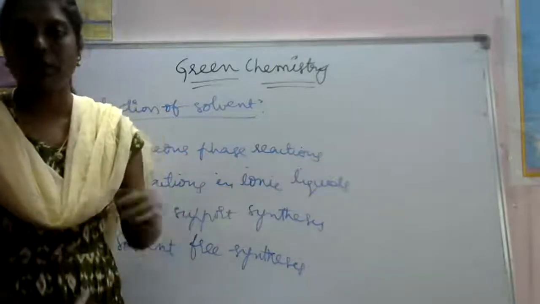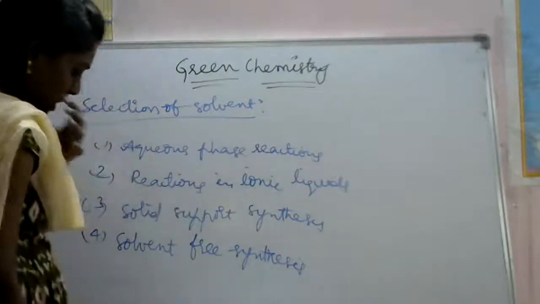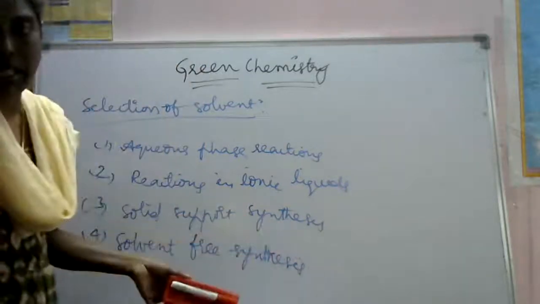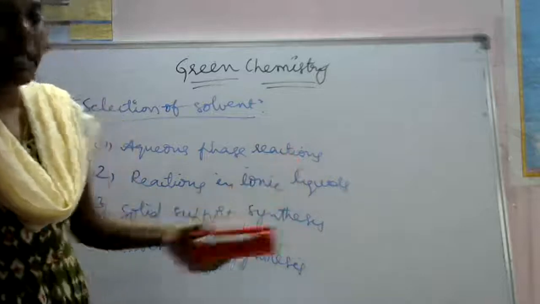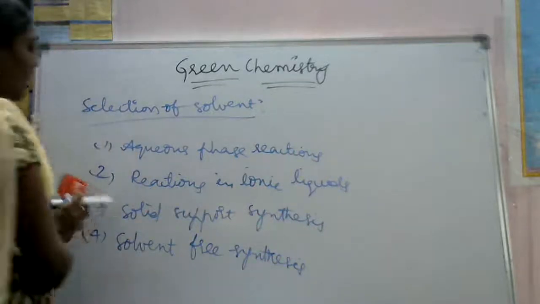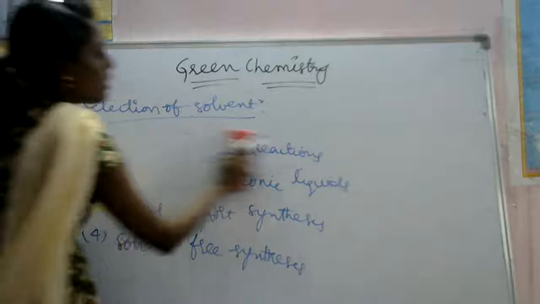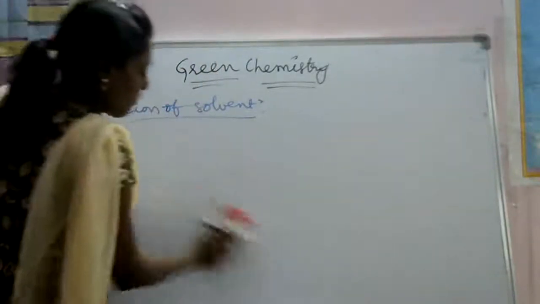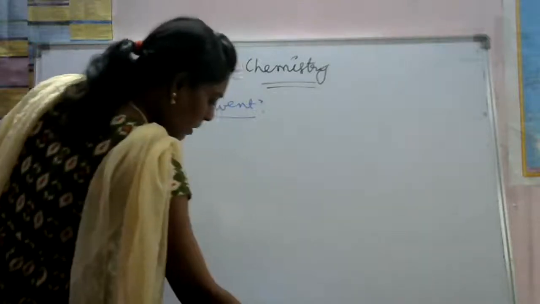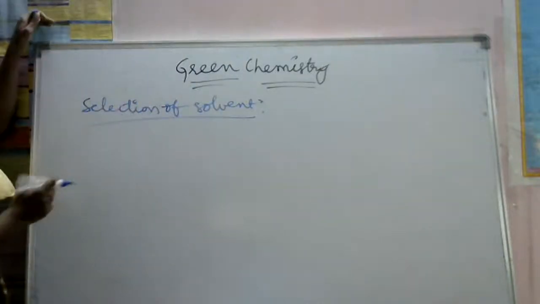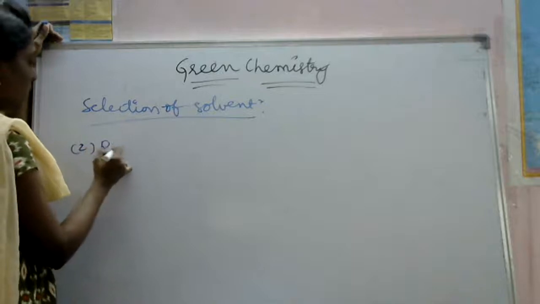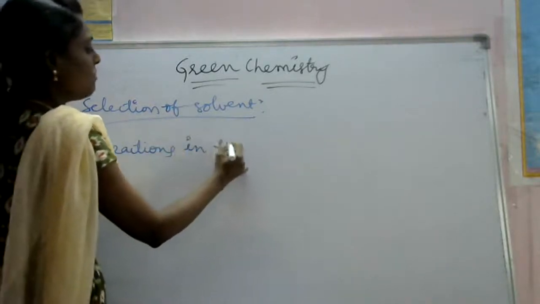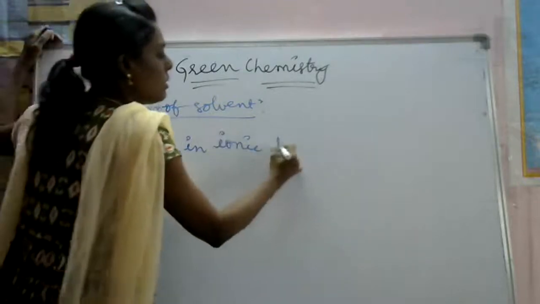The examples for aqueous phase reactions are these reactions, which I have already explained to you. So the next one is reactions in liquids. Let's see the second type, which is reactions in ionic liquids.